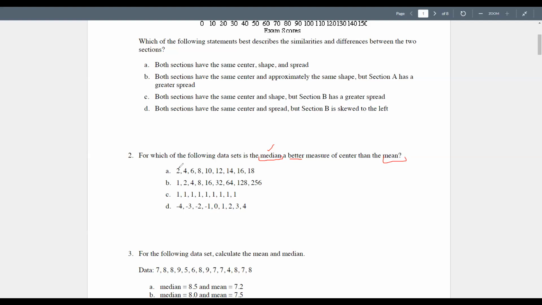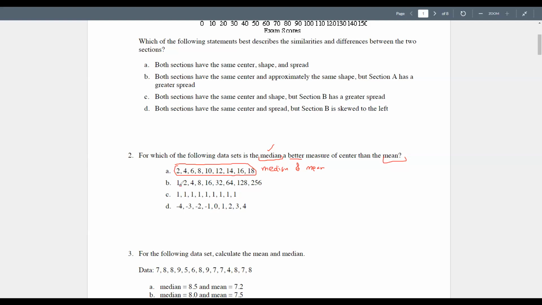Look at the first problem. The numbers kind of look close to each other. It doesn't seem that there's an outlier. An outlier is a number that is extremely far away. So I can still find the mean right here and the median, no problem. But look at the next problem.